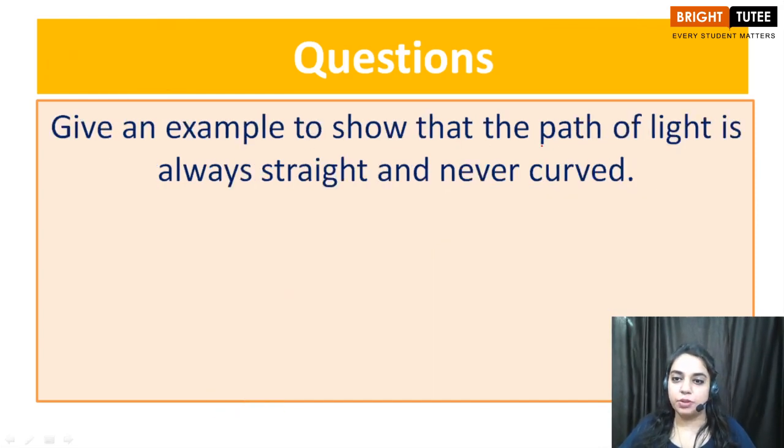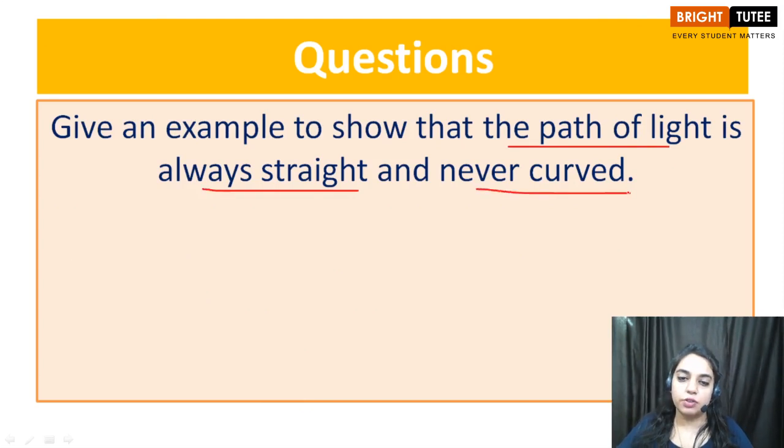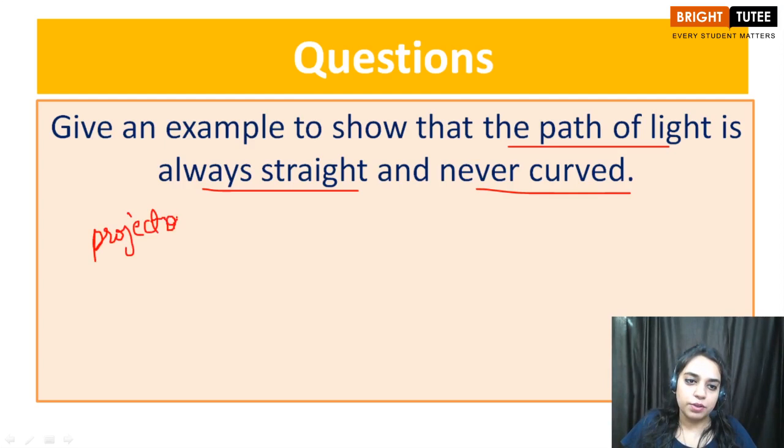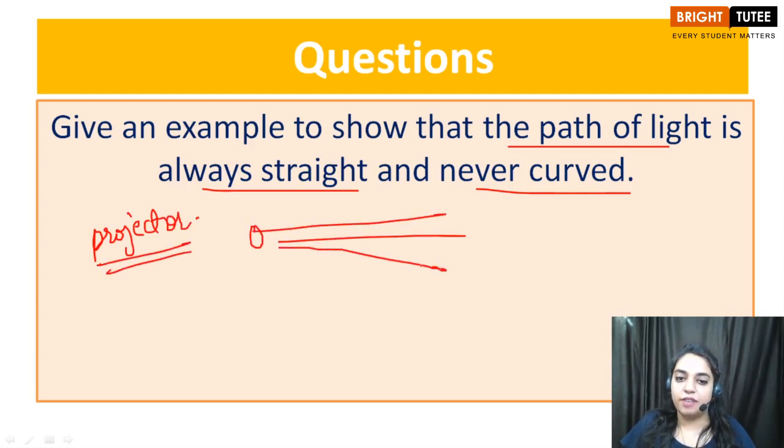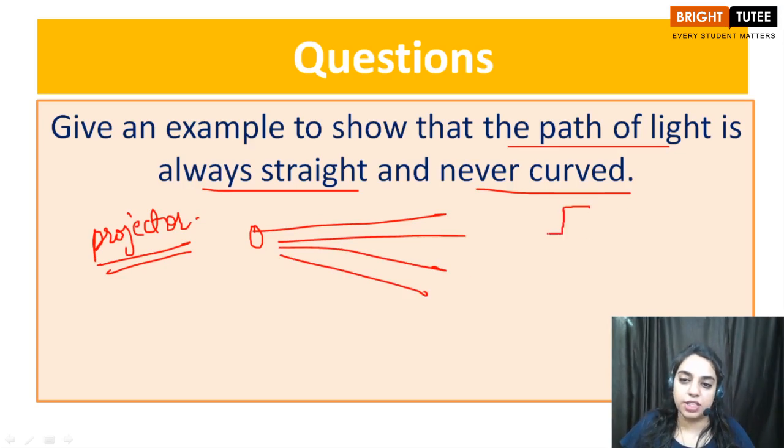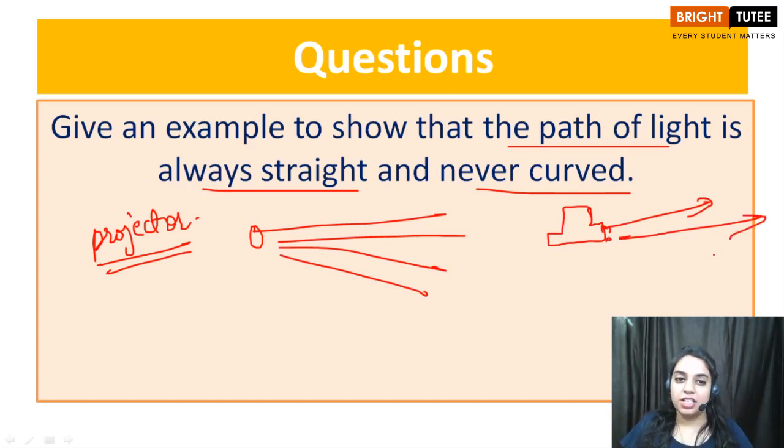Give an example to show that the path of the light is always straight and never curved. So can you give an example? Definitely, I'm sure you will be able to give an example. You can give an example of a projector. Projector in a cinema hall, you will observe the beam of light traveling in the straight path. You can also give the example of vehicles moving in night, wherein you observe their light traveling in the straight path. Okay, so these were just few examples that shows light travels in the straight path.